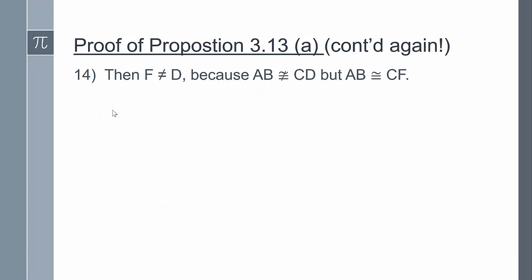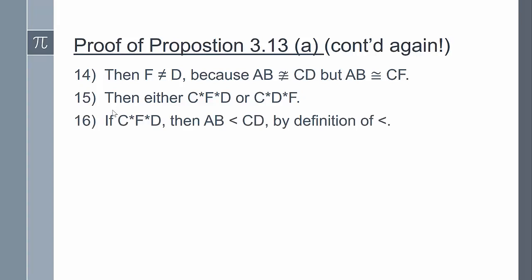Then this unique point F cannot equal D because we know that AB is not congruent to CD, but AB is congruent to CF. So we couldn't have F and D being the same point. So then we have two possibilities: F is between C and D, or D is between C and F.